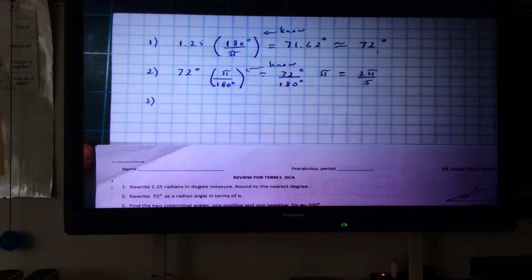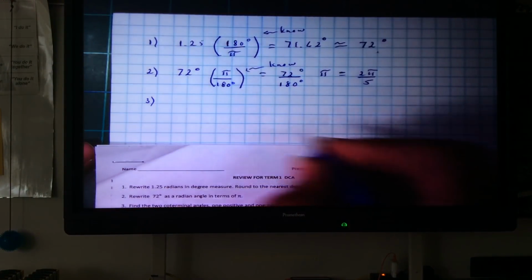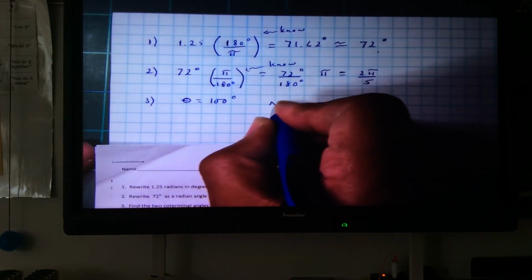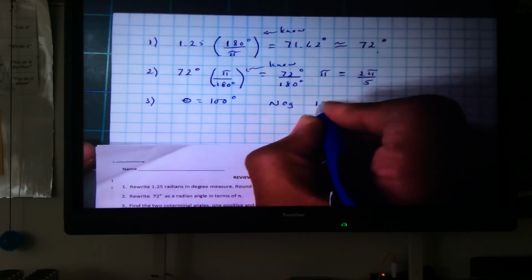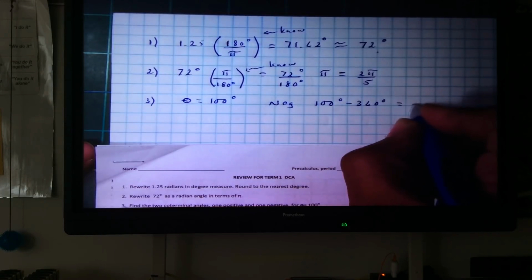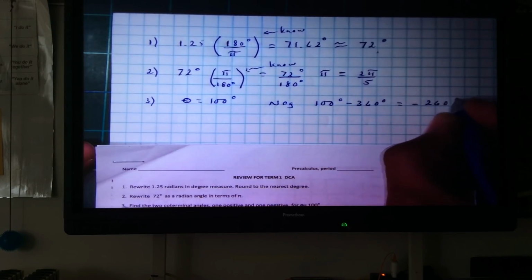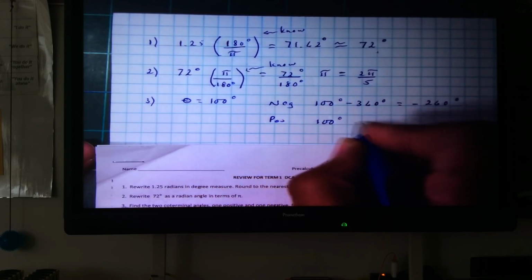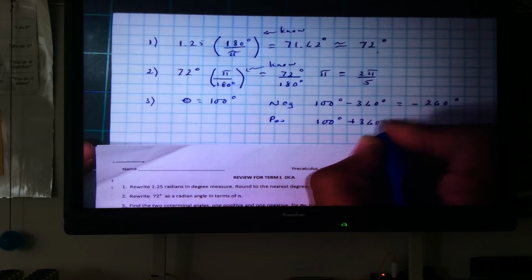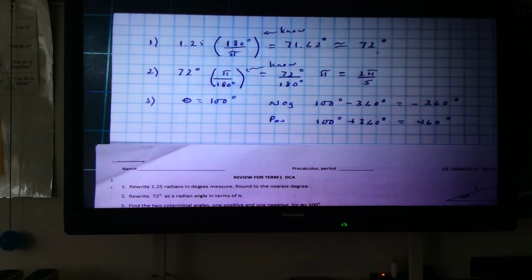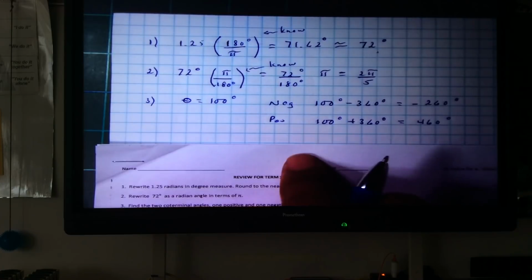For number 3, we're looking for two coterminal angles, one positive and one negative, for theta equals 100 degrees. For the negative, I'm going to take 100 degrees minus 360 degrees, and that'll give me a negative 260 degrees. For the positive, I'm going to take 100 degrees and add 360 to it to get 460 degrees. So if you want a negative angle, you subtract. If you want a positive, you add.